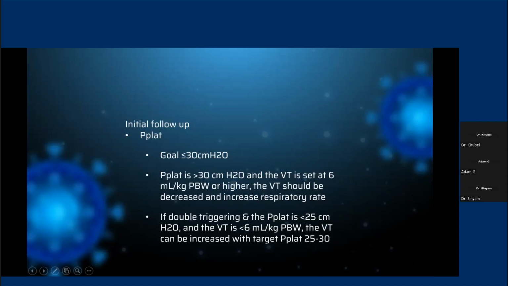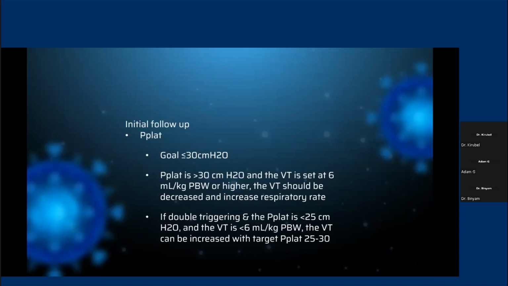So if the patient is also double triggering and the plateau pressure is less than 25 centimeters of water, and tidal volume is less than 6 ml per kg of ideal or predicted body weight, the tidal volume can be increased, to get the plateau pressure target between 25 and 30. With this target, we are happy, and the patient will be fine.